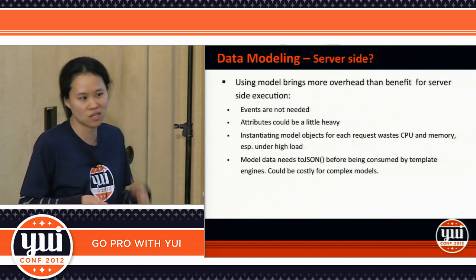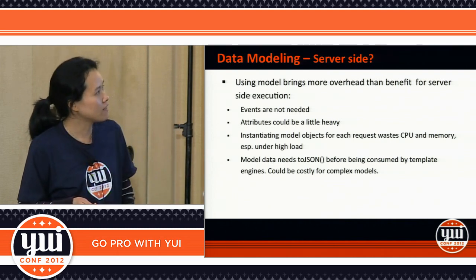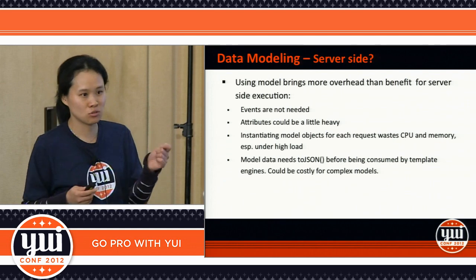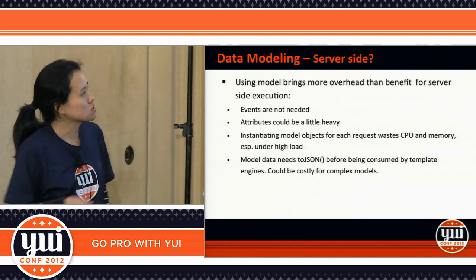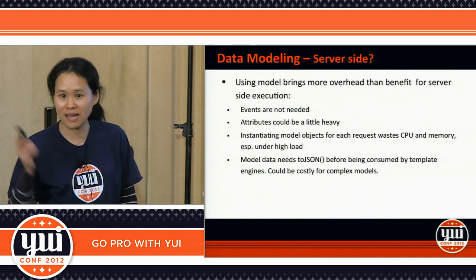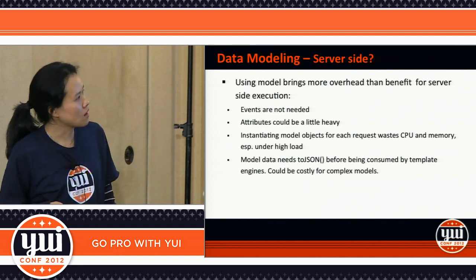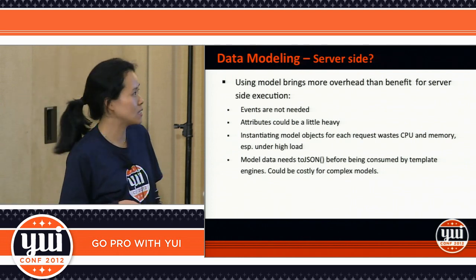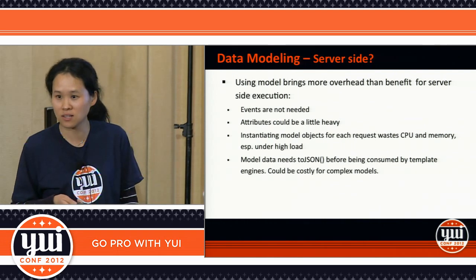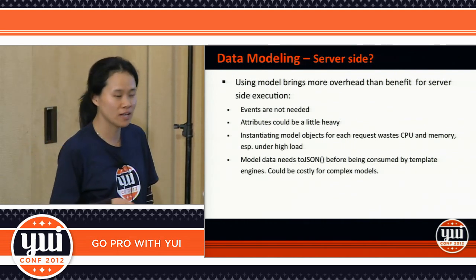So on the server side, you usually just get data from the remote data store, and then zap that into your template and produce the markup. The attributes could also be a little bit heavy. You've heard that from Luke this morning already, right? And instantiating model objects for each request could also waste your CPU and memory, especially under high load. Think about Yahoo Finance's servers, thousands of requests per second, and you can't do that.